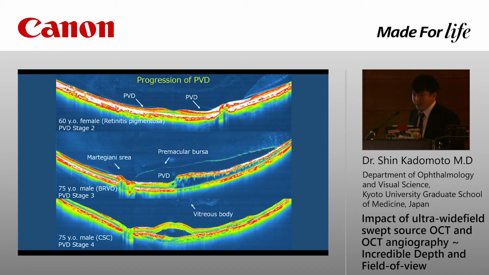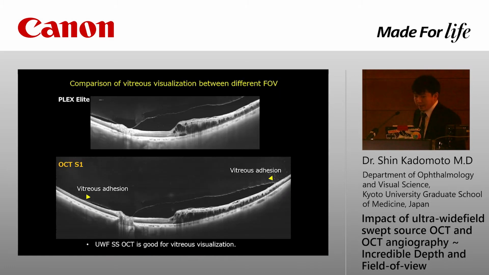The Canon OCT S1 can visualize the vitreous body and the progression of PVD. We could say that PVD has totally occurred if there is no sign of vitreous reflectance adjacent to the retinal surfaces. This is a case of BRVO and PVD stage 3. Compared with 16mm OCT, the OCT S1 visualized the temporal and nasal vitreous adhesions. Ultra-widefield OCT is good for visualizing the vitreous.